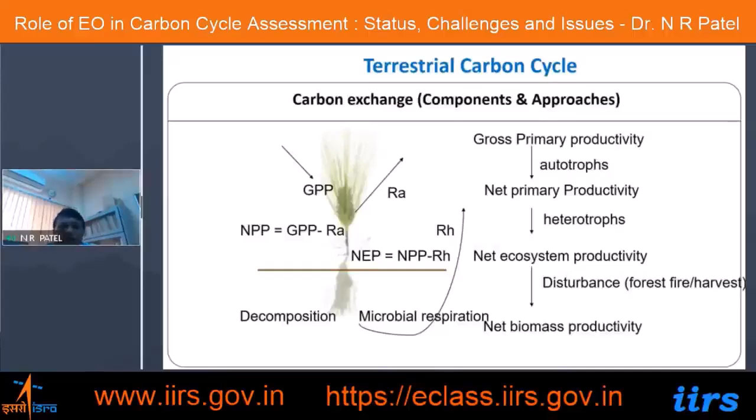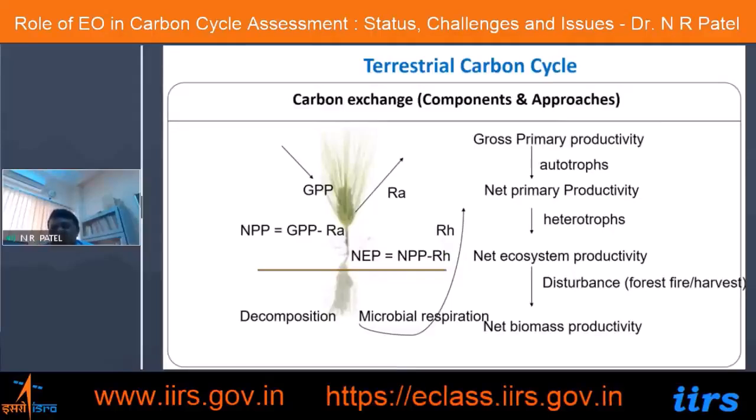You see in the schematic diagram, GPP, that is from sun energy, gross photosynthesis. Autotrophic respiration, that is RA, is released from the plant. Then NPP is GPP minus RA. Then comes net ecosystem productivity: once you subtract the release of carbon by heterotrophs, you will get net ecosystem productivity. Even further, if you account for the disturbance, like the amount of carbon released by forest fire, land use change or harvest, crop harvest, like seed grain.